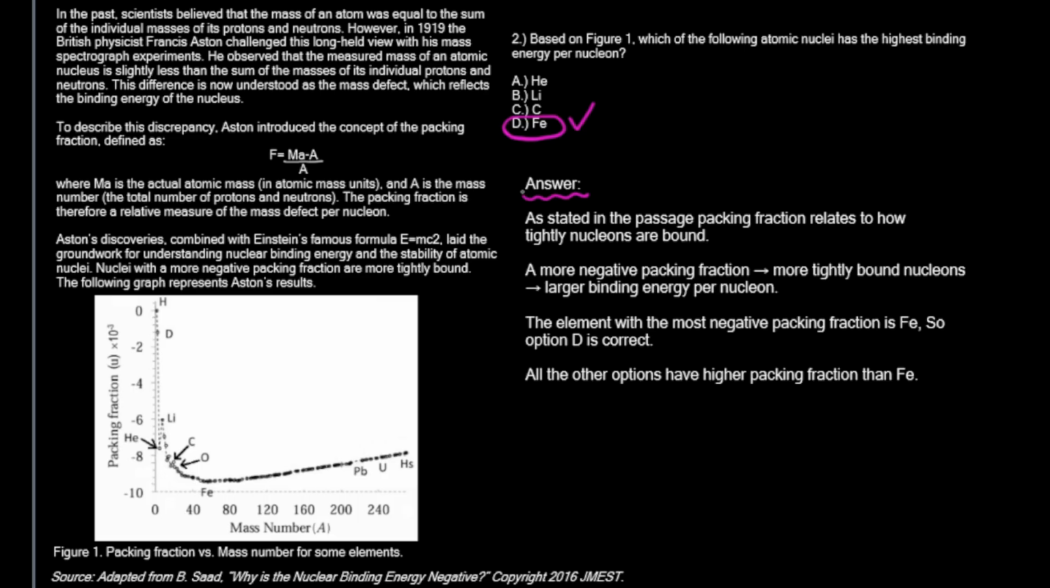This translates into a larger binding energy per nucleon. The element with the most negative packing fraction is iron, Fe. So option D is the correct choice. All the other options show higher packing fractions than iron.